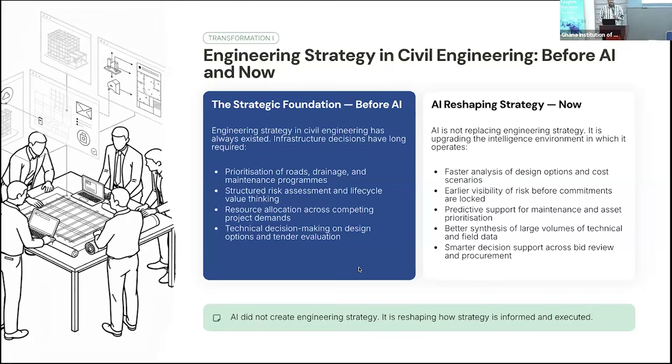And anytime we talk about engineering strategy, I want to be clear that AI is not the one giving birth to engineering strategy. AI is not the father of engineering strategy. It has always existed. The question is, what is AI coming to do? How is the advent of AI shaping that space?